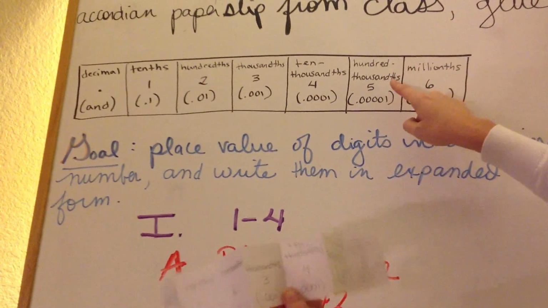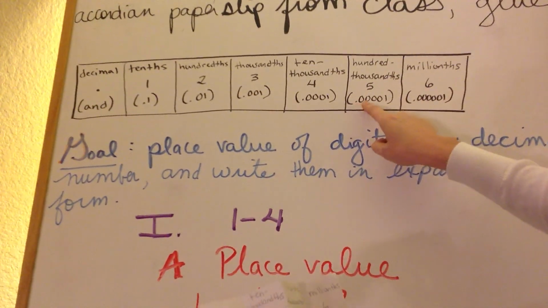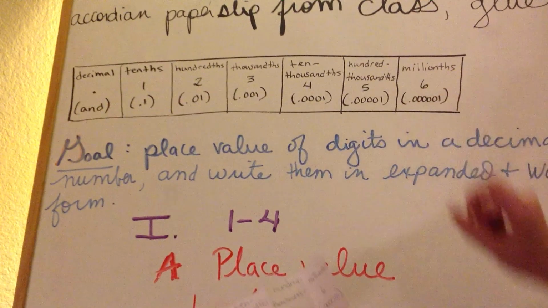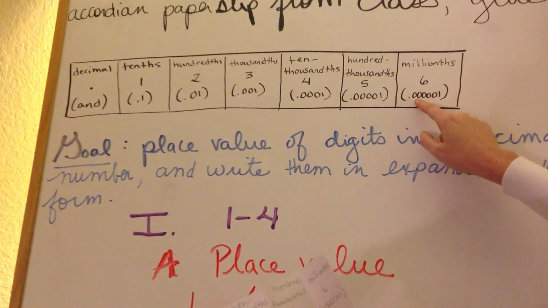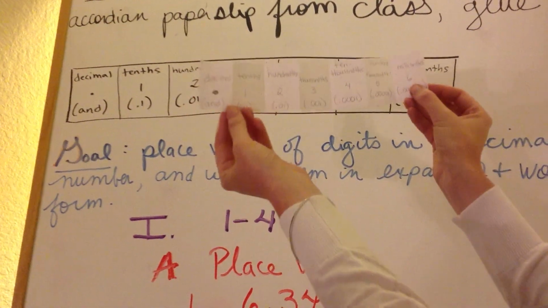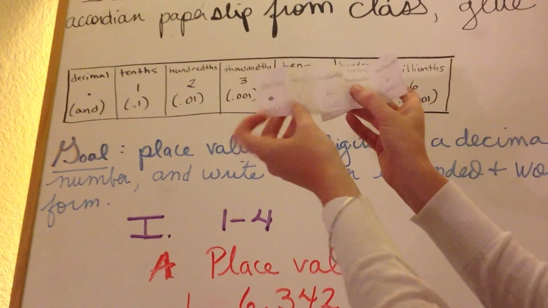Hundred thousandths is the fifth place, 0.00001. And the last one is millionths. It's the sixth place after the decimal, 0.000001. You're going to write it all on here, so nice and folded.